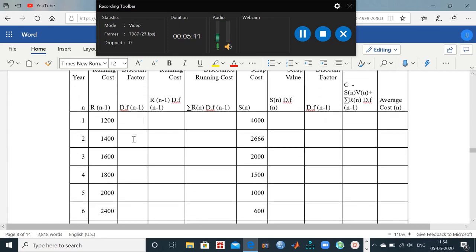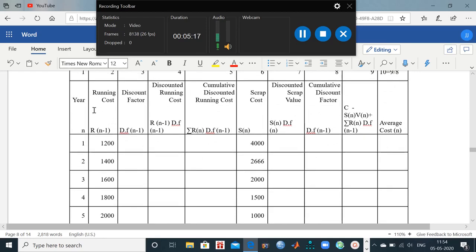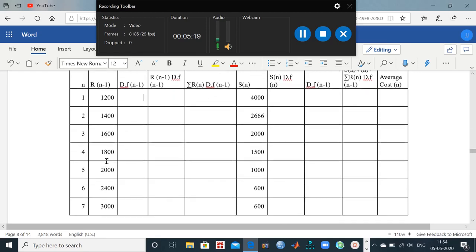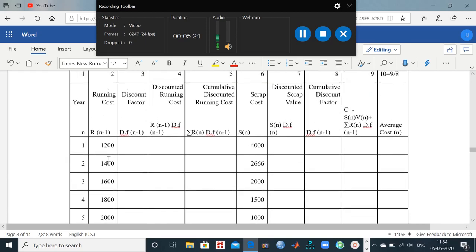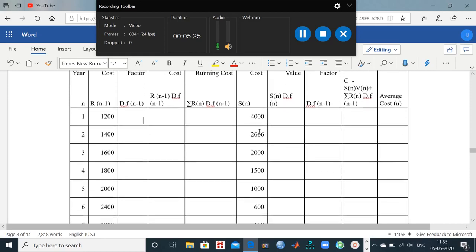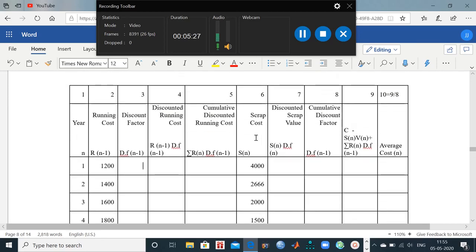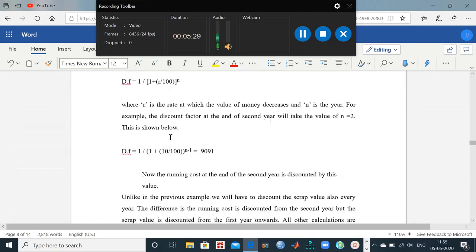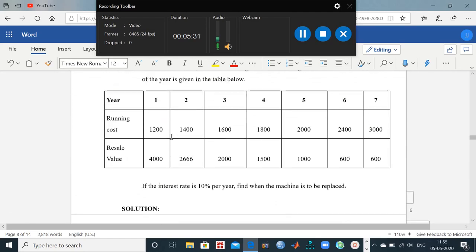So here you find 7 years is the first column in the table, and then the running cost has been mentioned here. This is as per the data given in the problem, and then the sixth column is about the scrap cost here. All these three columns are what we have in this data table here, so nothing that we had computed.